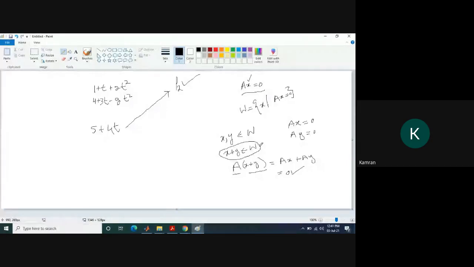Next, consider Cx. We need to show that Cx belongs to W. So A into Cx can be written as C into Ax. Now if Ax is 0, then C into Ax will be equal to 0. So A into Cx is 0. This means that Cx belongs to W. So W is a subspace. The sum of vectors is in W and the scalar multiple of a vector is in W. Hence W is a subspace, and this type of space is called the null space.